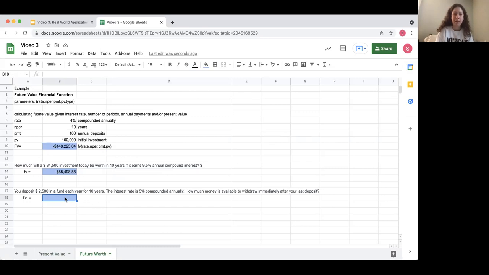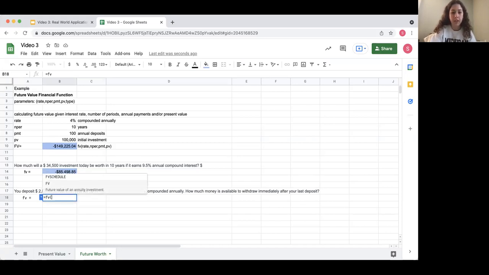And then the last question is, you deposit 2,500 in the fund each year for 10 years. So that's your annual payment deposit. The interest rate is 5% compounded annually. How much money is available to withdraw immediately after your last deposit? So you want to find how much you can take out at the end of your period.